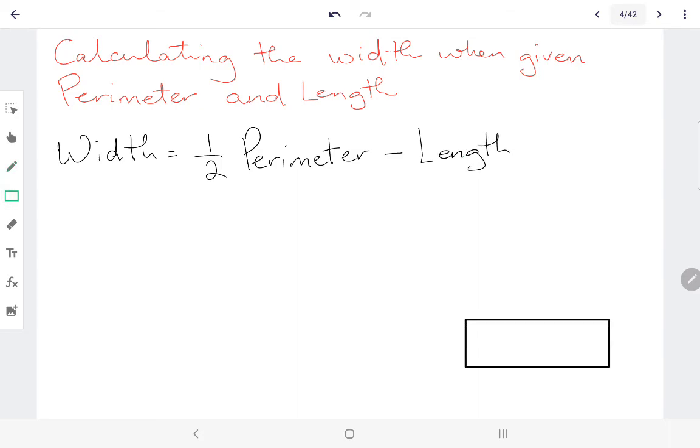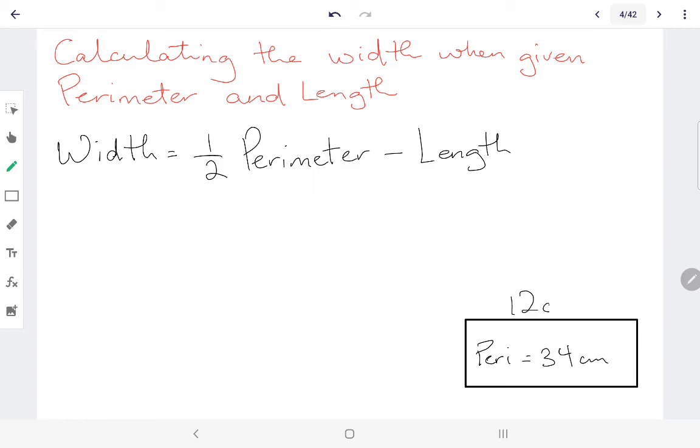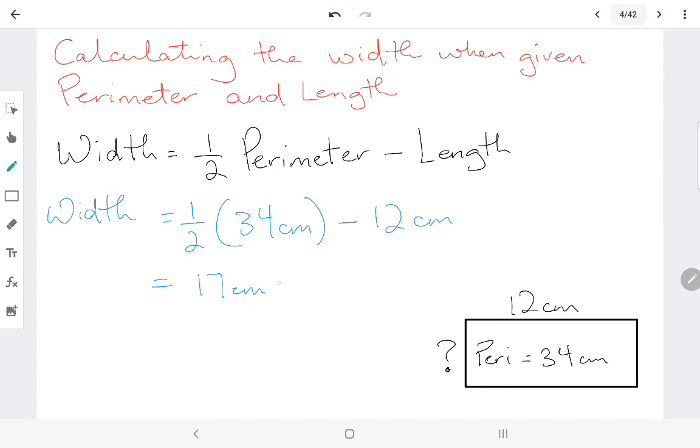So our shape here, we have the perimeter is equal to 34 centimeters, and we know the length is 12 centimeters. We want to calculate what the width is. Applying the formula, we know they said it's half, so the width is equal to half of the perimeter. The perimeter is 34 centimeters. Take away the length, we know the length is 12 centimeters. So half of 34 is equal to 17 centimeters. 17 centimeters take away 12 centimeters, and that will equal to 5 centimeters. So therefore the width is equal to 5 centimeters.